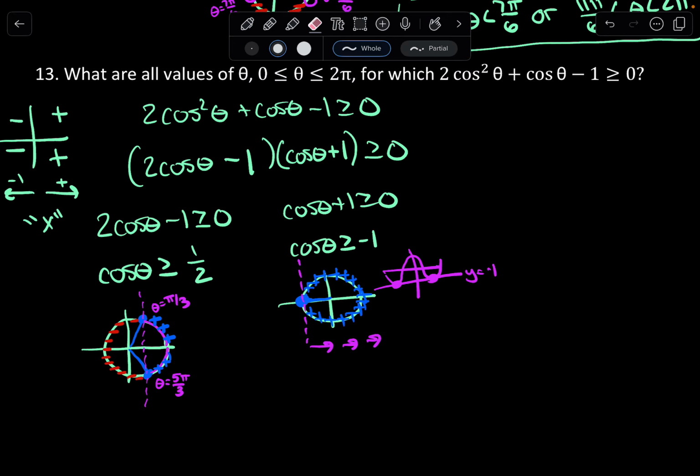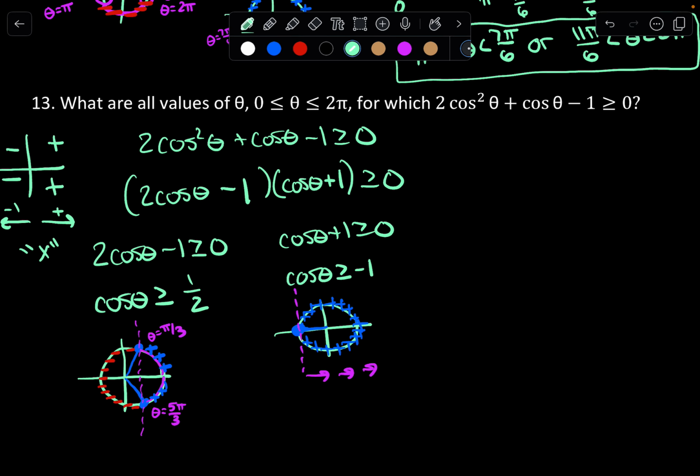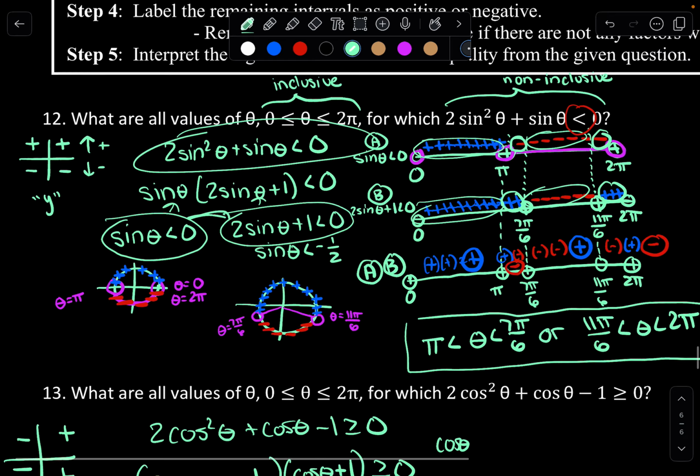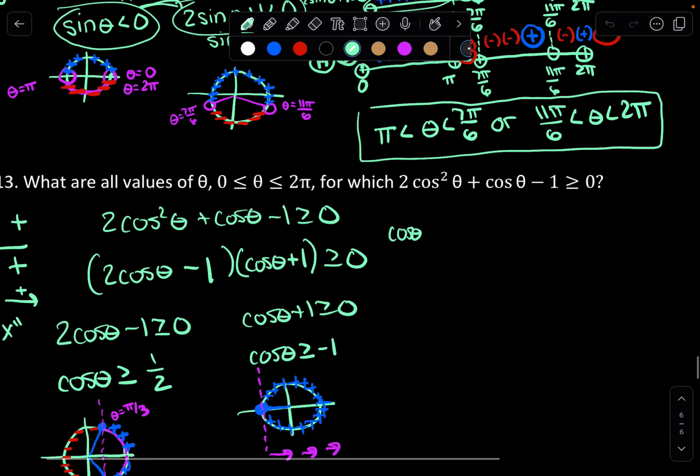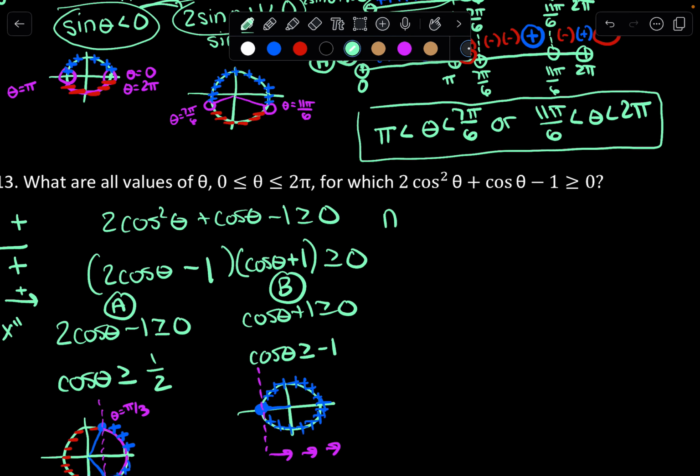All right, so now let's do our number lines. The first one is going to be cosine theta. Actually, I'm going to do it like this. We'll call this A, we'll call this B. That way we're saving space. So for A, I'm going to have inclusive 0, and that's because of our inequality, and inclusive 2 pi.